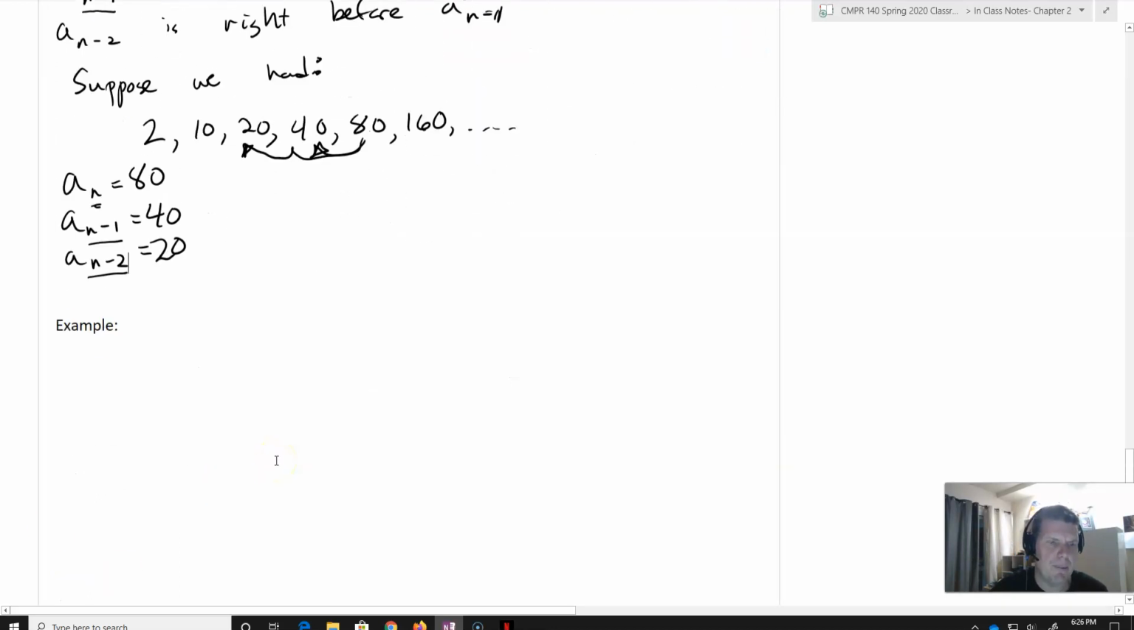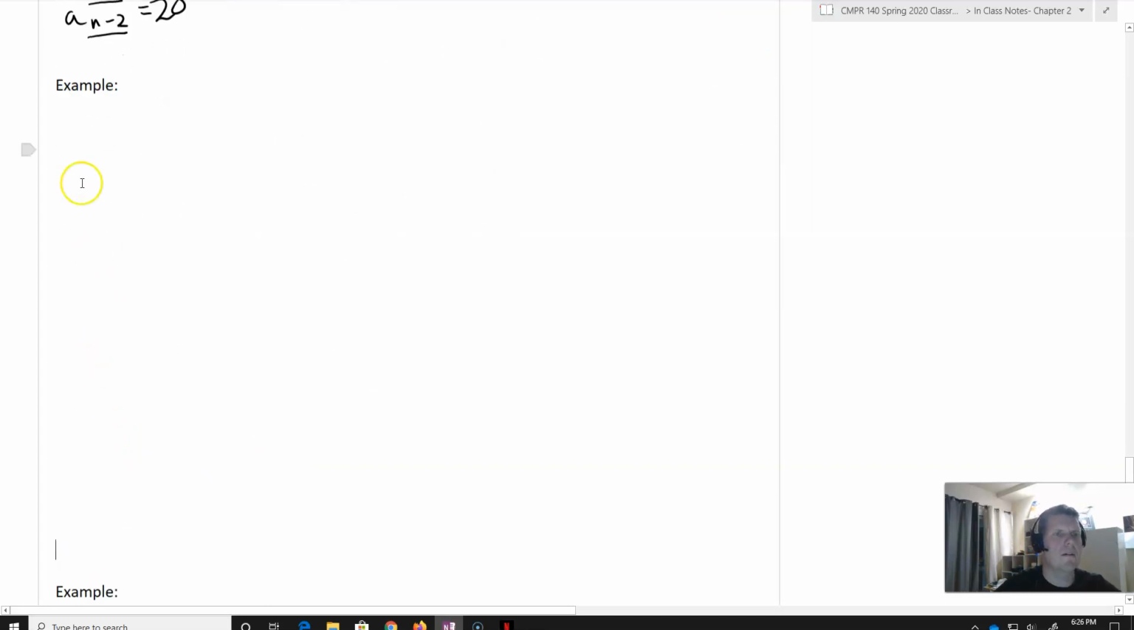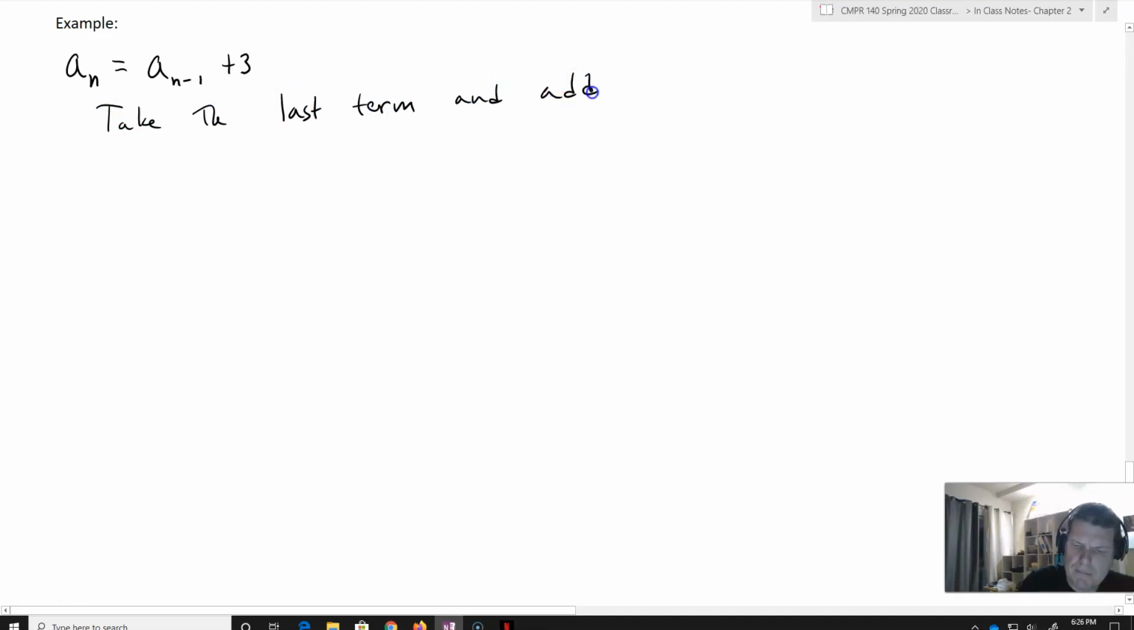All right, let's take a look at an example. Let's say I'm going to write a recurrence relation. I'm going to say a_n equals a_(n-1) plus 3. And what this is saying is take the last term, the one you just had, and add 3 to it. That's basically what we're saying inside of the recurrence relation.